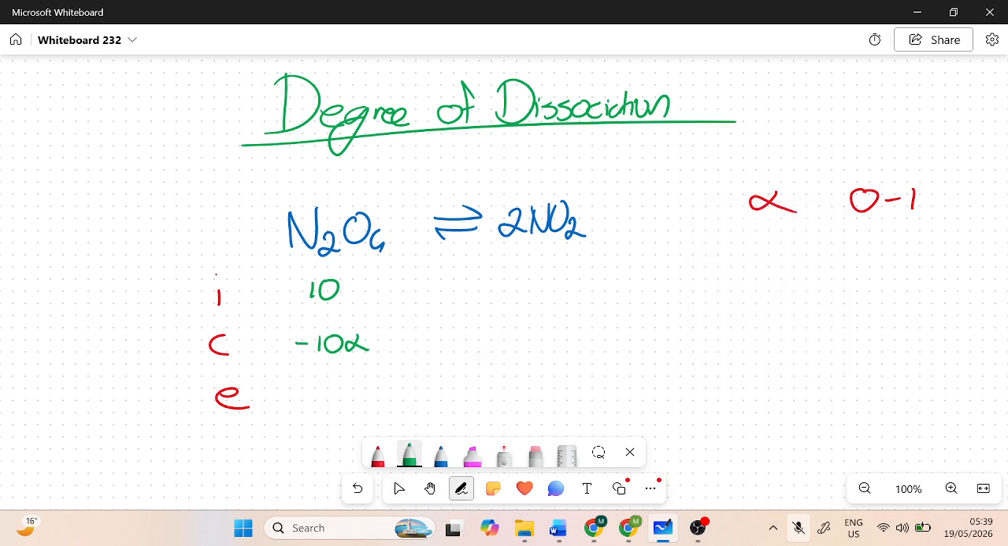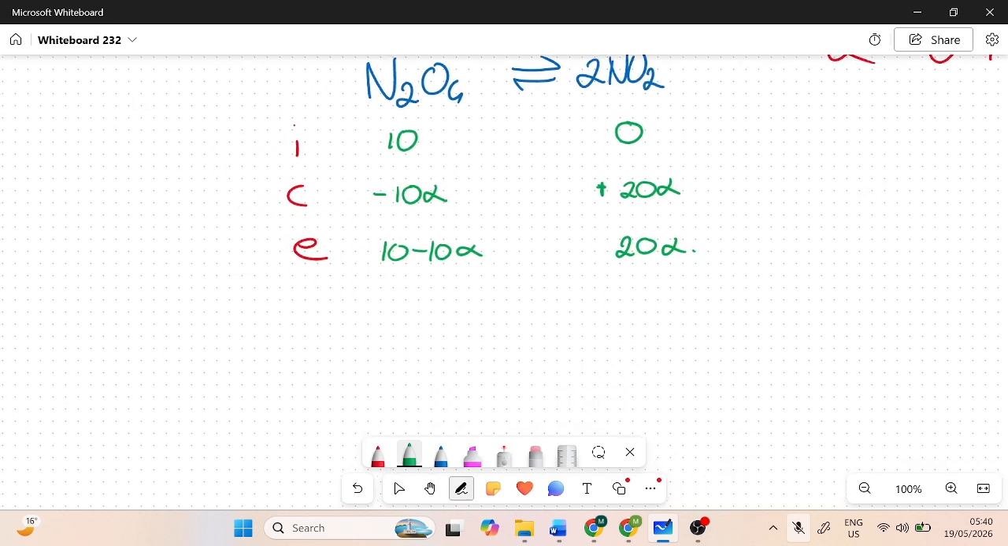For the NO2, I started with 0, and then it's going to be plus 20 alpha. So it's going to be, remember the ratio, 1 and 2. This will be 10 minus 10 alpha, and this will be 20 alpha. So that is the ICE table. Now let's assume for a second that the volume here is 1. So the concentration is the same as the moles.